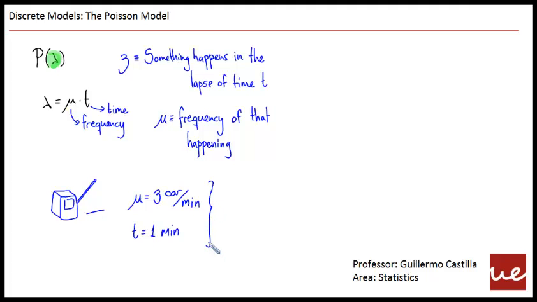What would the Poisson lambda be in this case? Well, in a lapse of time of 1 minute and a frequency of 3 cars per minute, we'd have 3 cars per minute times 1 minute equals, minute cancels out with minutes, and we'd have 3 cars. So our lambda of Poisson would be 3 cars. Okay? Very well. Now we have our model.